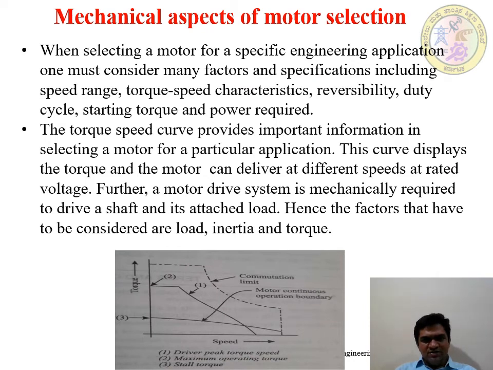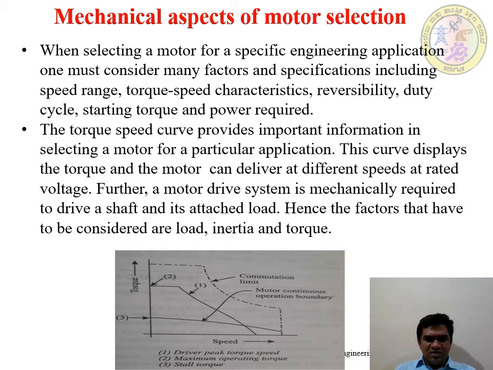The next one is the mechanical aspects of motor selection. So what are the aspects which have to be considered for selecting the motor? When selecting a motor for a specific engineering application, we must consider factors such as speed range, torque speed characteristics, reversibility, duty cycle, starting torque, and the power which is required.